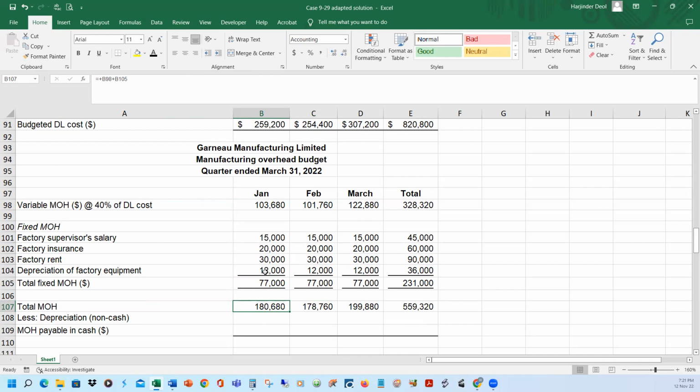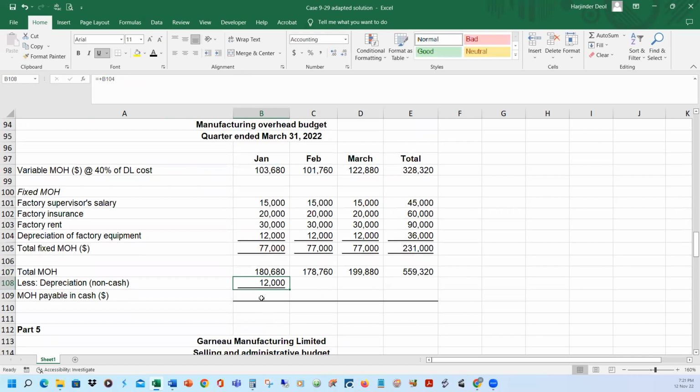The reason is that included in the fixed manufacturing overhead there is depreciation. Depreciation is a non-cash item. So subtract $12,000 from the 180,680, and you get the manufacturing overhead that will be paid for in cash in January, 168,680. Do the same for the remaining months, and you get the amount of manufacturing overhead that will be paid for in cash for the month of February, March, and then for the total quarter.